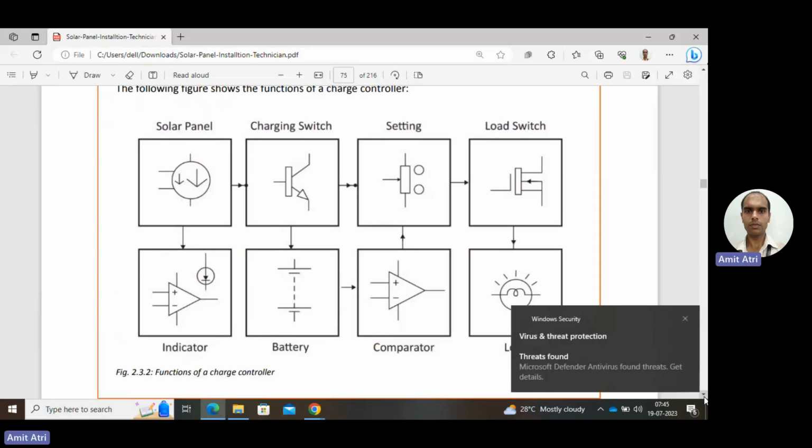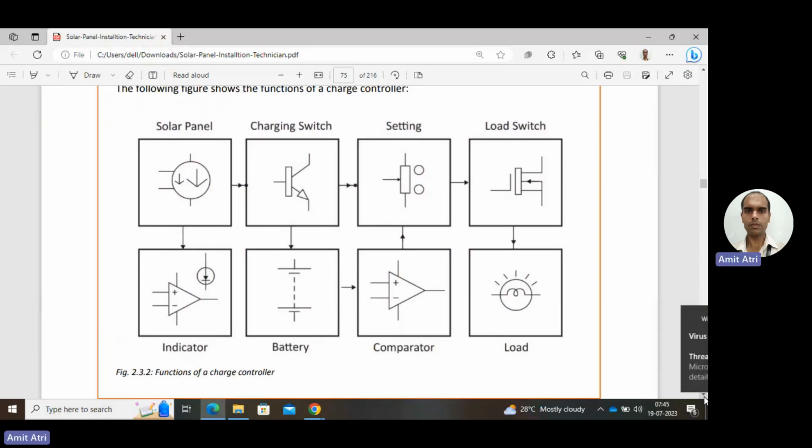If it has reached the minimum level, then it will switch off the load. If it has reached the maximum level, then it will switch off the charging. Then the load switch, through this switch it will perform the switching operation. Finally, load switch to the load.